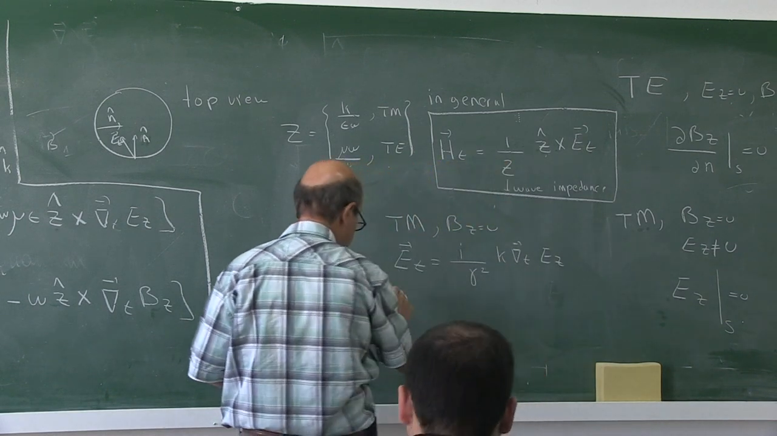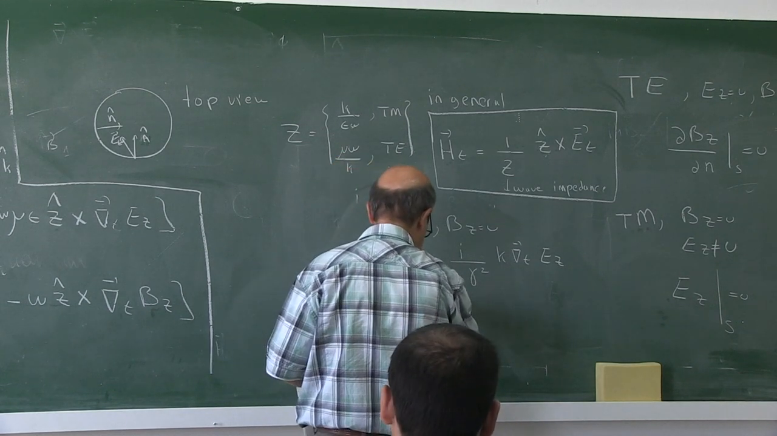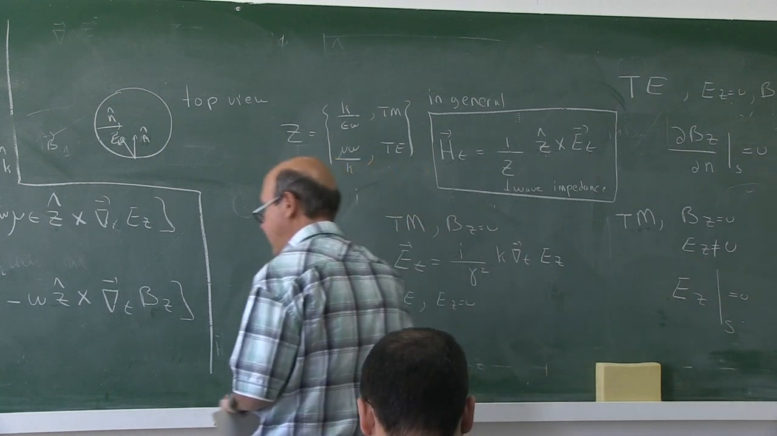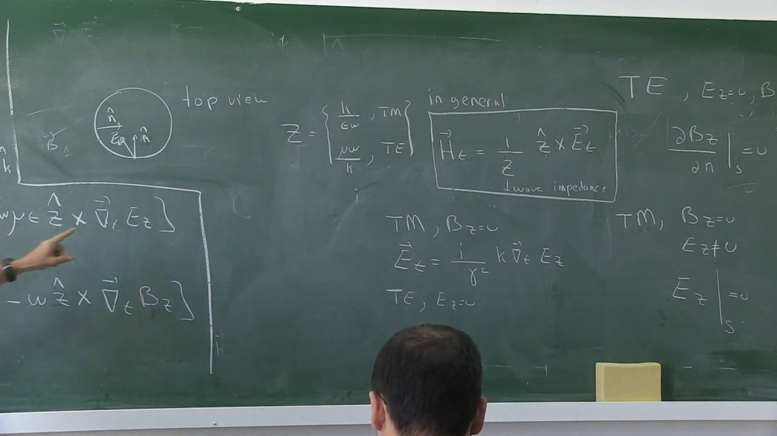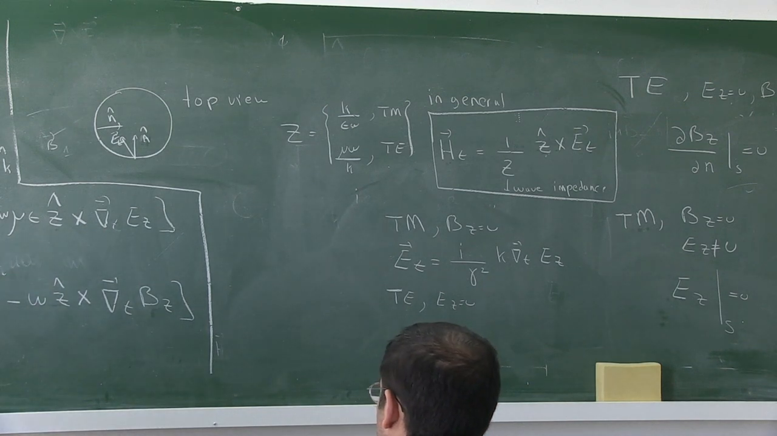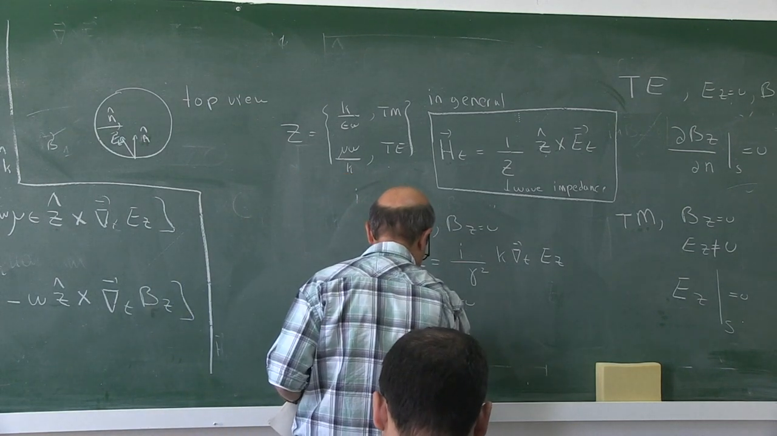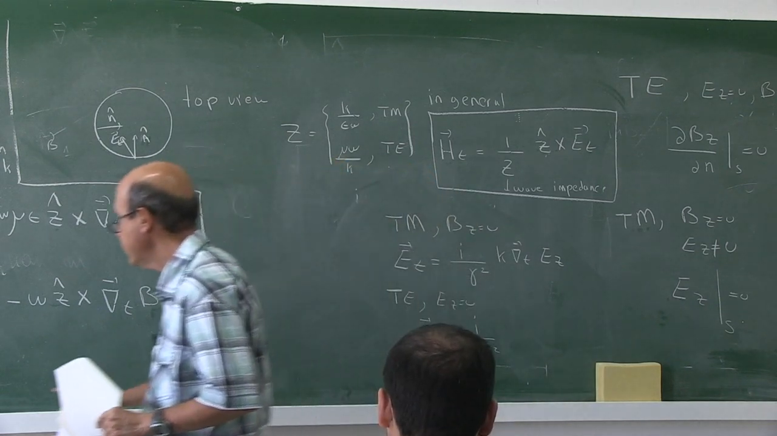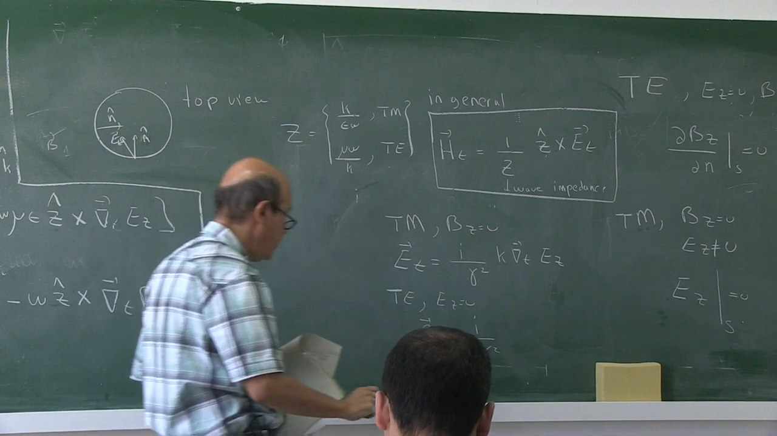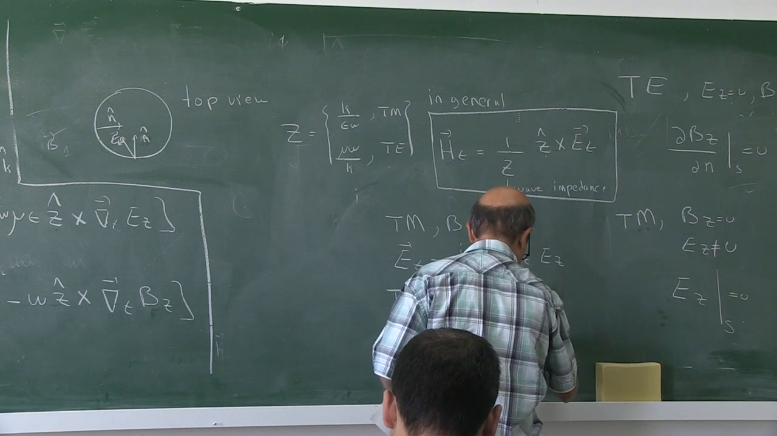If you do the same thing for TE, Ez equal to 0, and if you look at the BZ, what you are going to obtain, with Ez equal to 0, is the B transverse as I over gamma square, same coefficient, k times gradient of the transverse BZ.